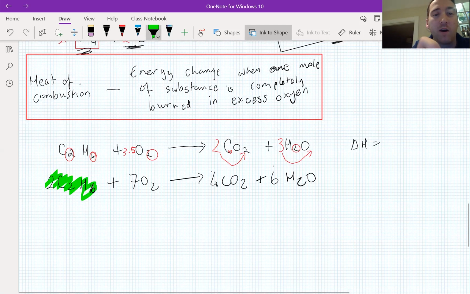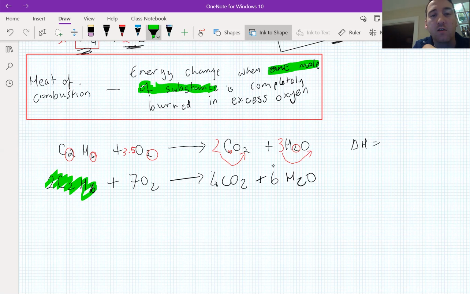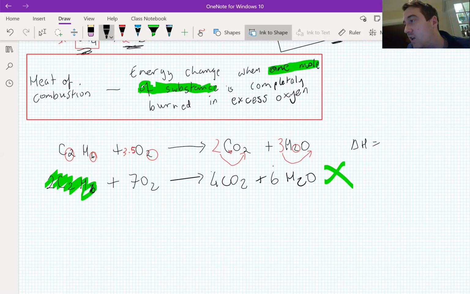Look at my definition. The energy change when 1 mole of a substance is completely burned. So that's why this one would not be correct here. This is not correct. Now the delta H for this particular reaction is minus 1561 kJ mol minus 1.